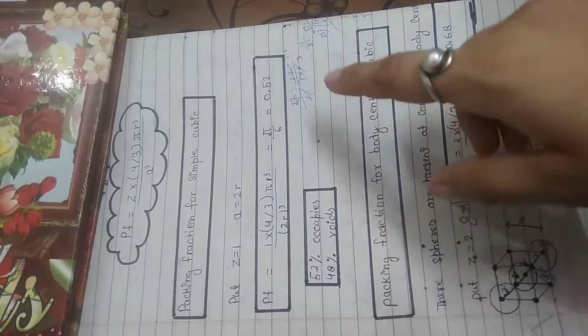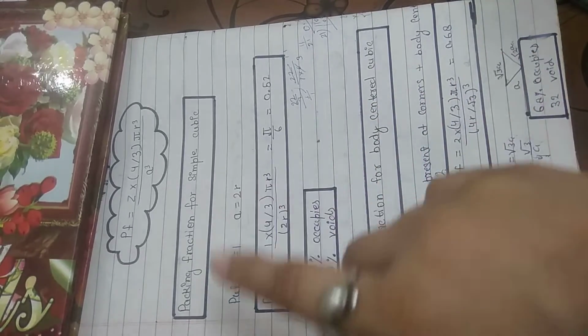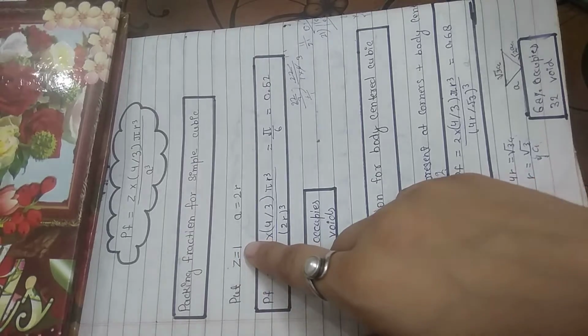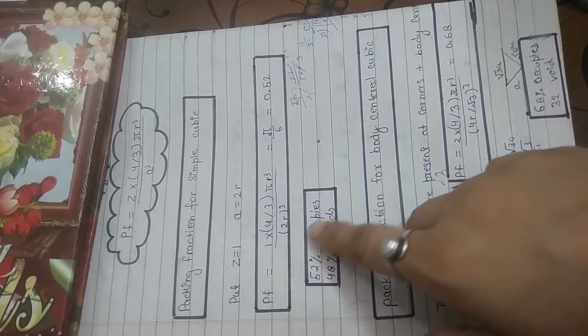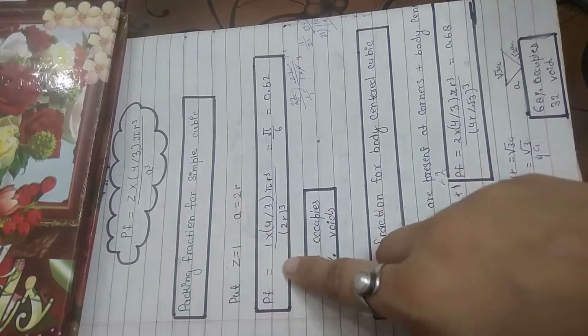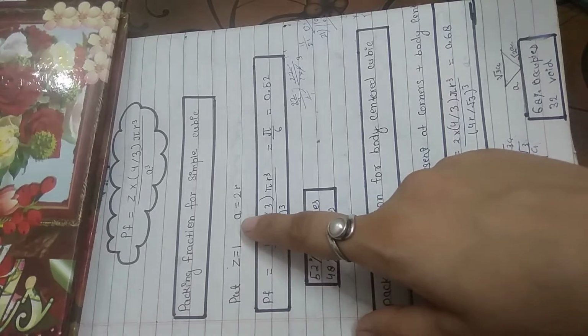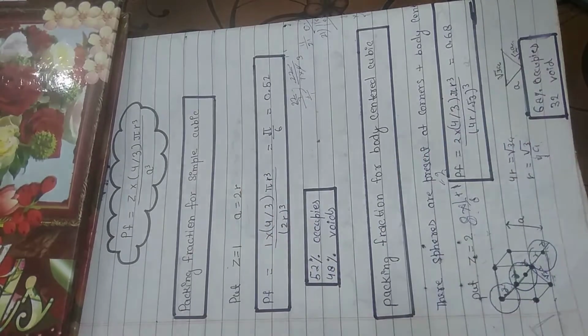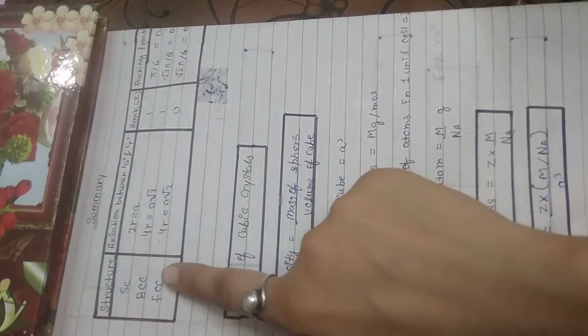Now we will apply this packing fraction formula on the simple cubic. We know that the effective number of spheres in simple cubic is one atom. One atom is inside the cubic for simple cubic. So Z is equal to 1. If Z is equal to 1, a is equal to 2R. I will just explain it as a summary.